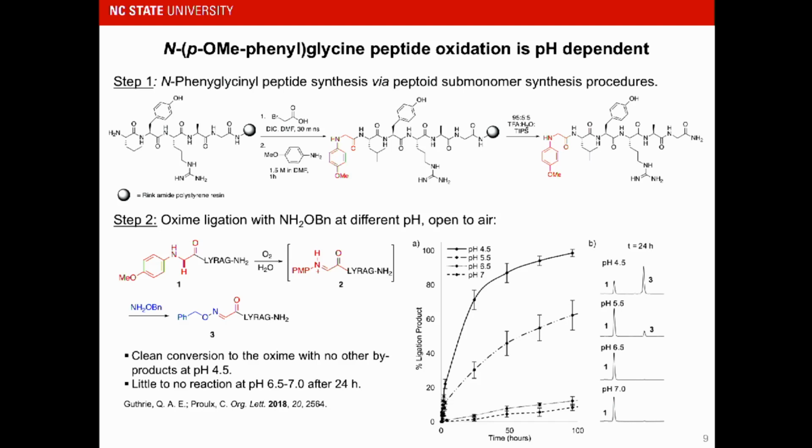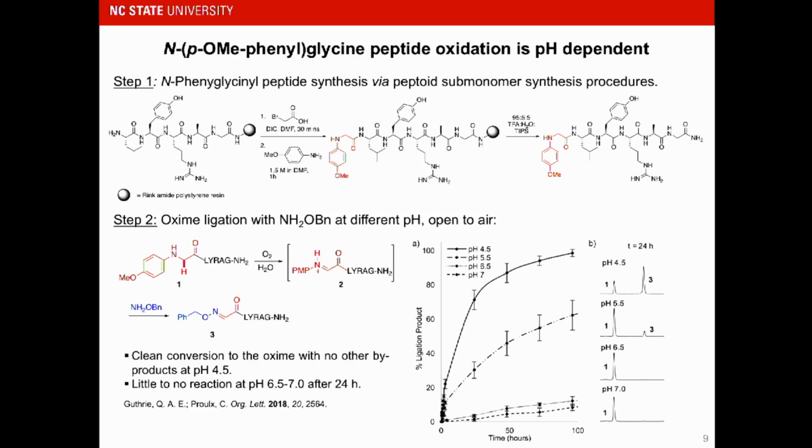The only peaks that we are able to detect by HPLC are unreacted N-phenylglycinyl peptide and our desired oxime product. But if you notice right away, as we're getting closer and closer to neutral pH, that oxidation is shutting down. So, not great. It is, again, very mild, but we're almost back to square one, because we're at pH 4.5, which were the conditions you needed to get these oxime ligations to go without the aniline catalysis, right?